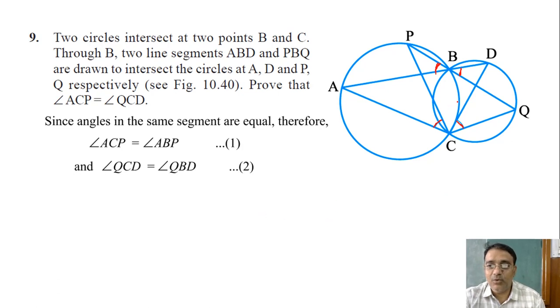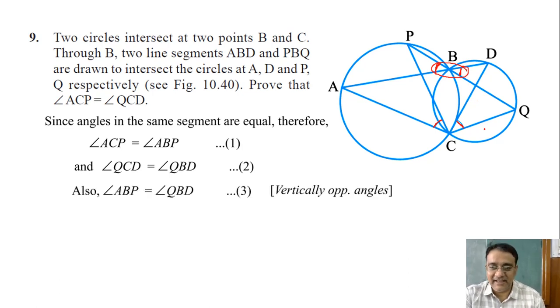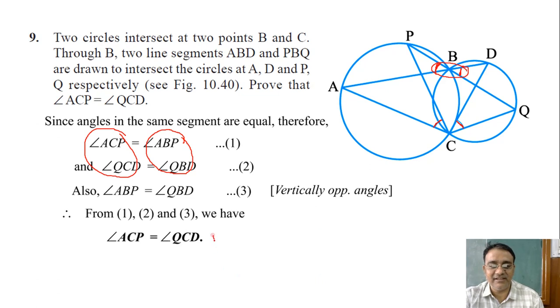Okay. Now what about these two angles? Vertically opposite angles. Very good. These two angles are equal to each other because they are vertically opposite angles. So therefore from 1, 2, 3, ध्यान से देखो ये दोनों इक्वल हो गया. So ये दोनों भी इक्वल हो जाएगा. From 1, 2, 3 we conclude that these two angles are equal.